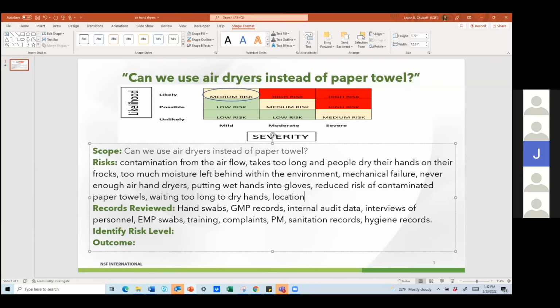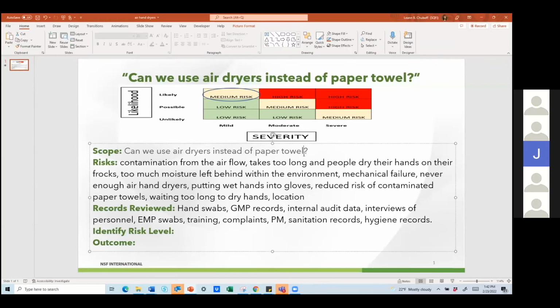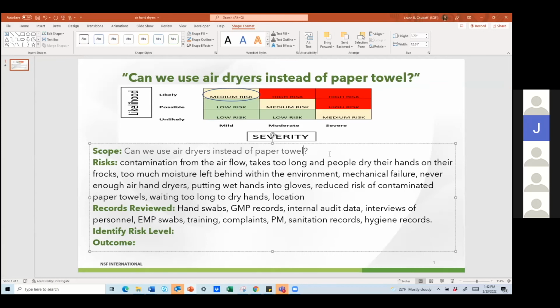So let's narrow this scope right now. Can we use air hand dryers instead of paper towels for the bathrooms or toilet areas? Do we want to narrow this scope? Because it's really not going to be used in the production area, right?